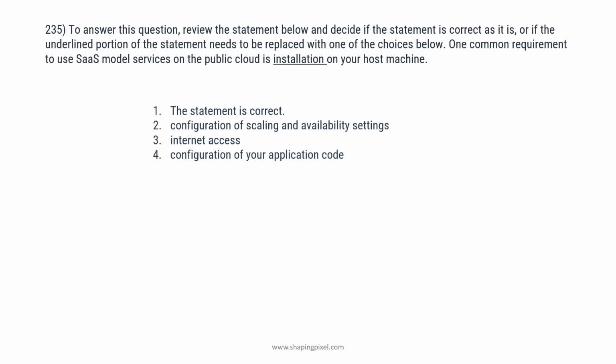Option 1, the statement is correct. Option 2, configuration of scaling and availability settings. Option 3, internet access. And option 4, configuration of your application code. So the right answer is option 3, internet access.